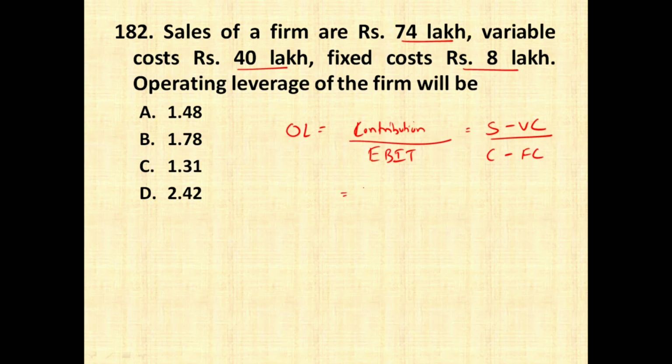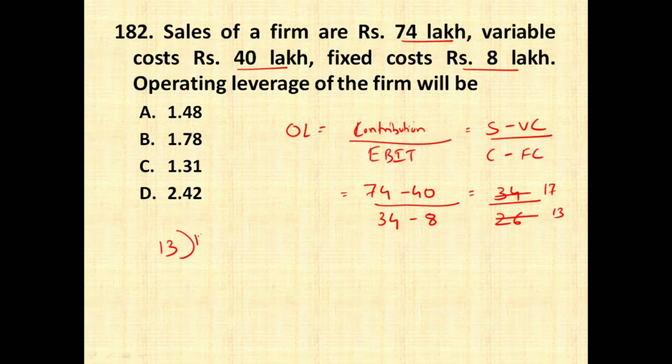So therefore in this case sales is 74 lakh minus variable cost is 40 lakh, so contribution is nothing but 74 minus 40, 34 lakhs. EBIT is 34 minus 8 lakh, that is 26 lakhs. So contribution 34 lakhs divided by EBIT 26 lakhs. 34 divided by 26 is nothing but 2 into 17 and 2 into 13. So therefore we have to find out 17 divided by 13. 13 ones are 13, you remain with 40, 13 threes are 39, you remain with 1. Therefore 1.31 will be the answer of this question.